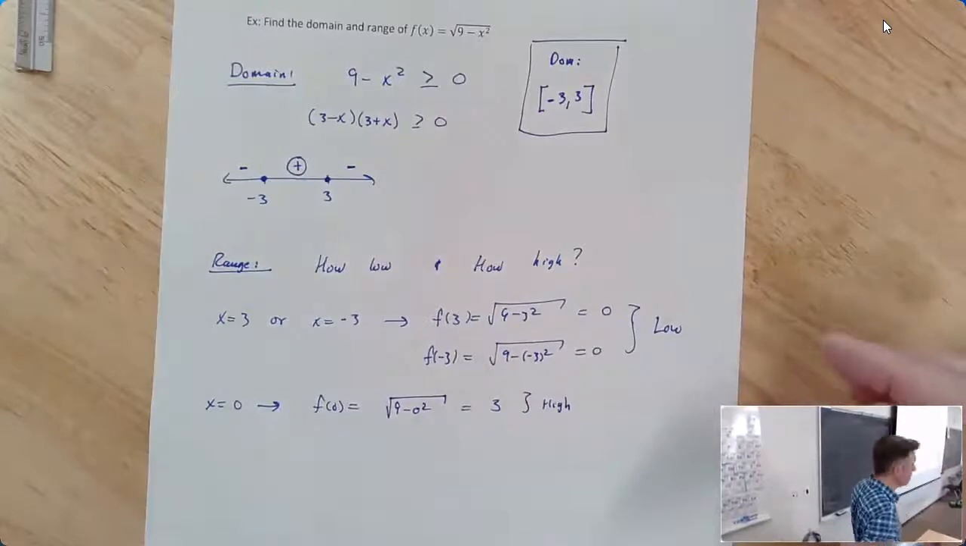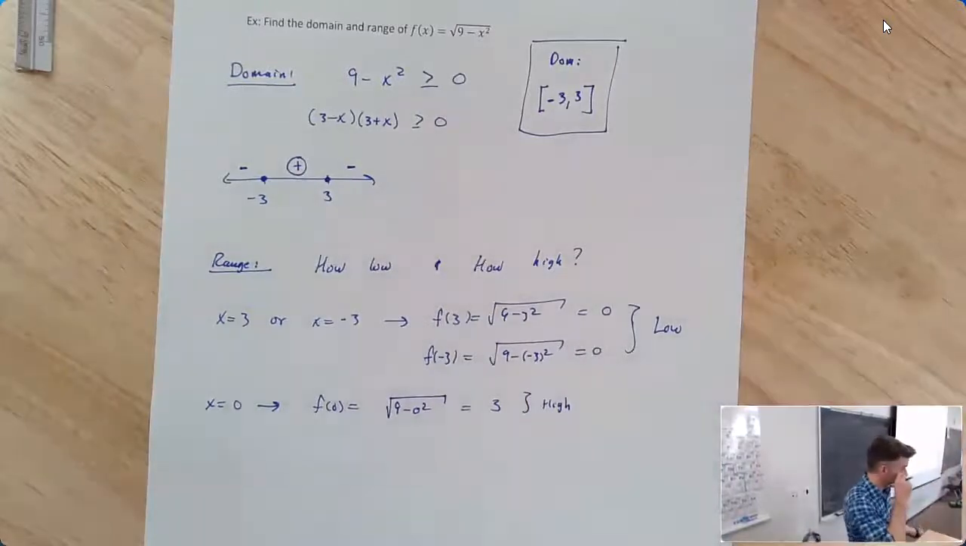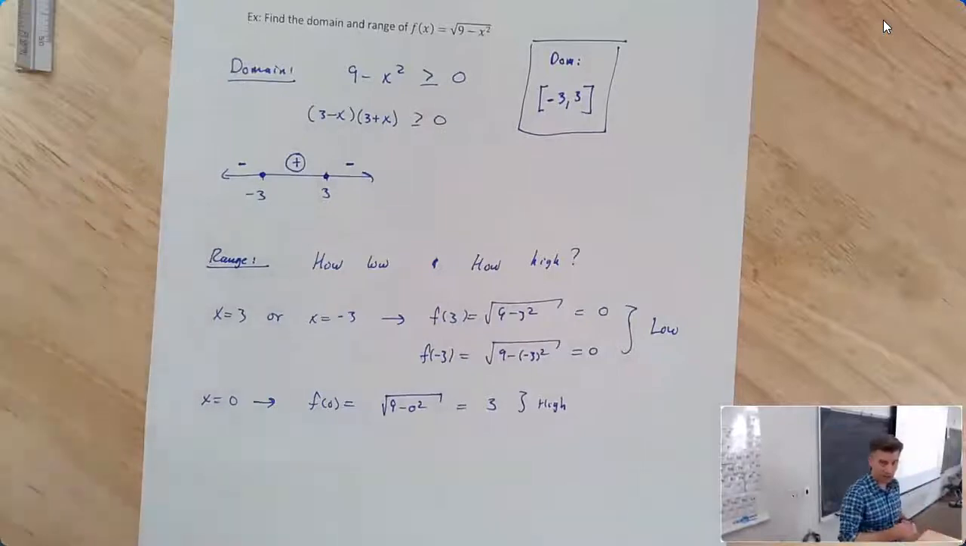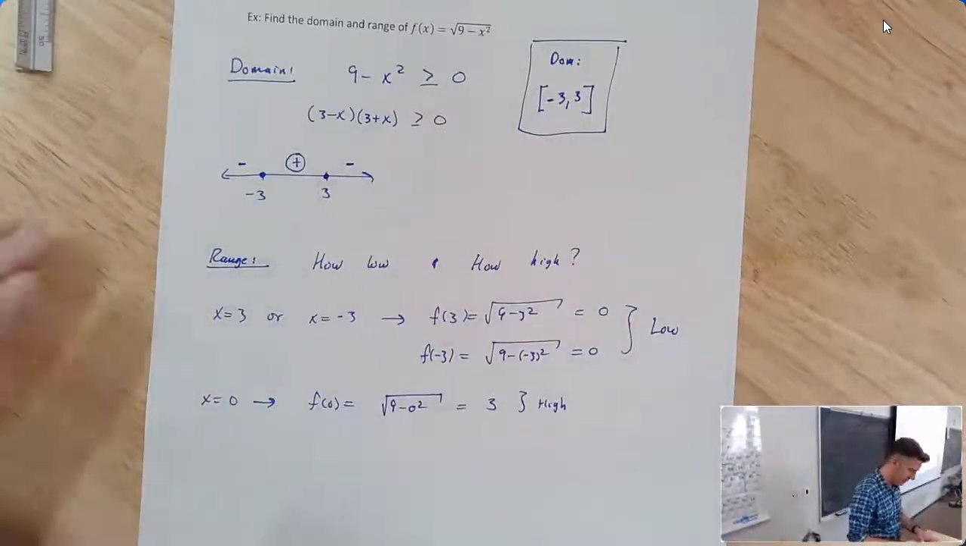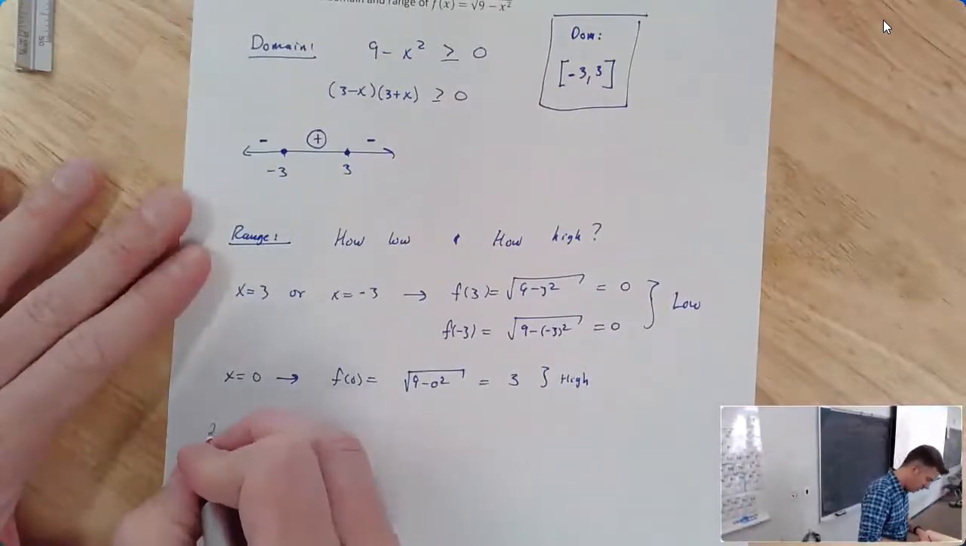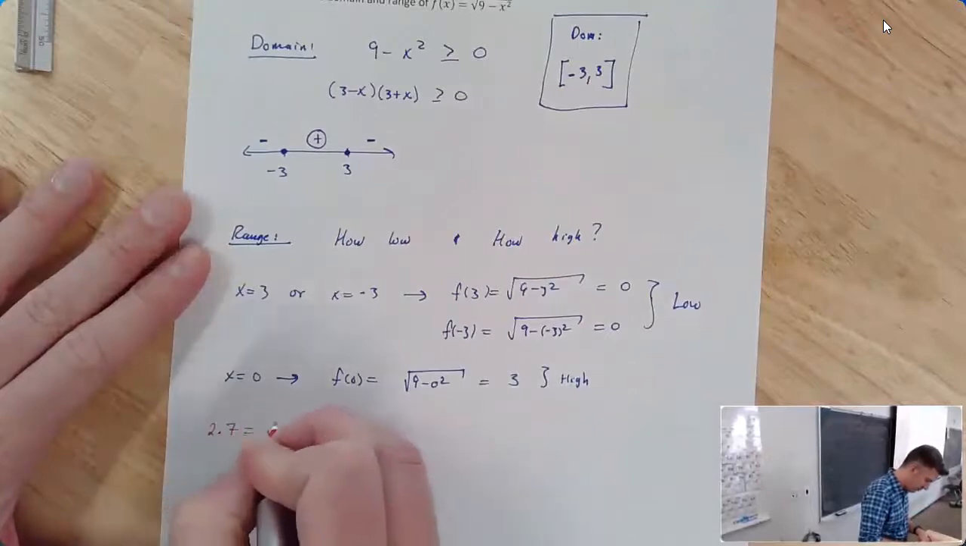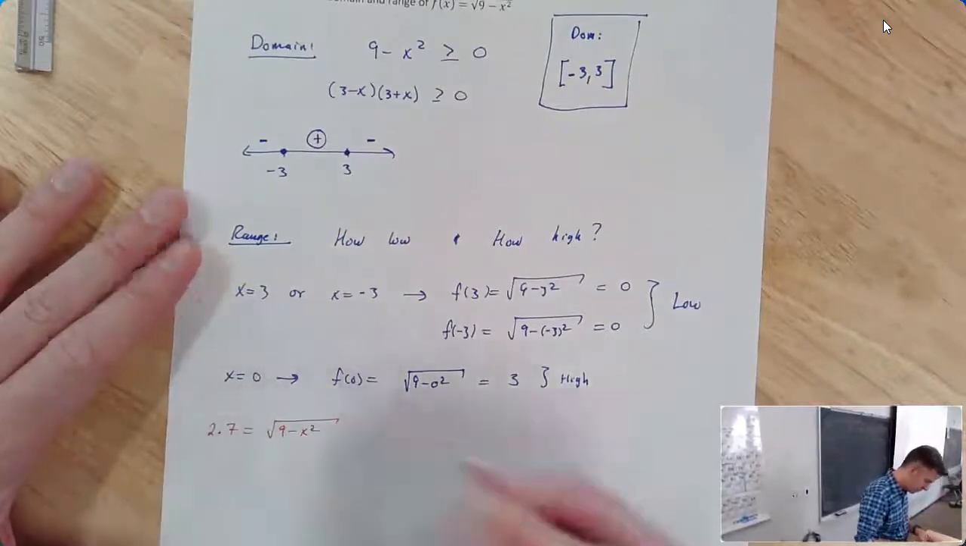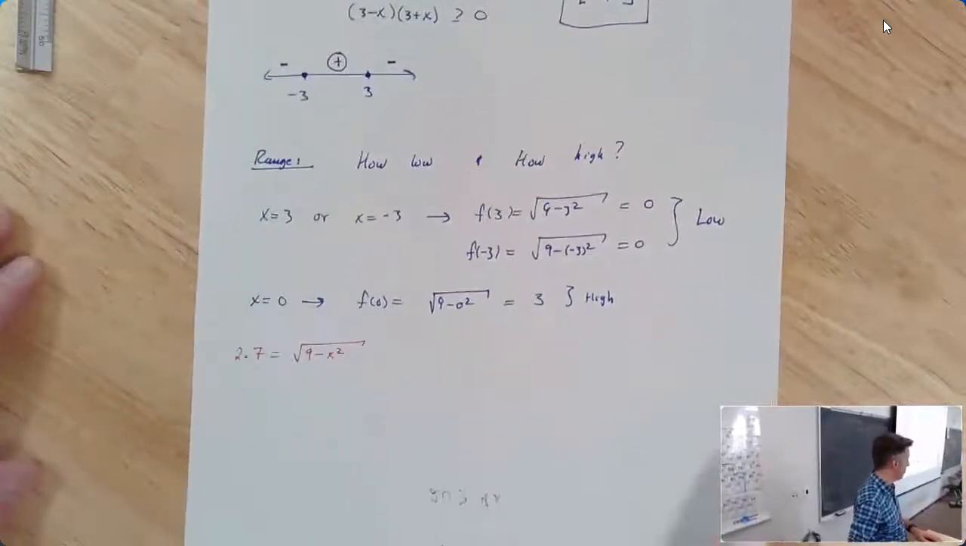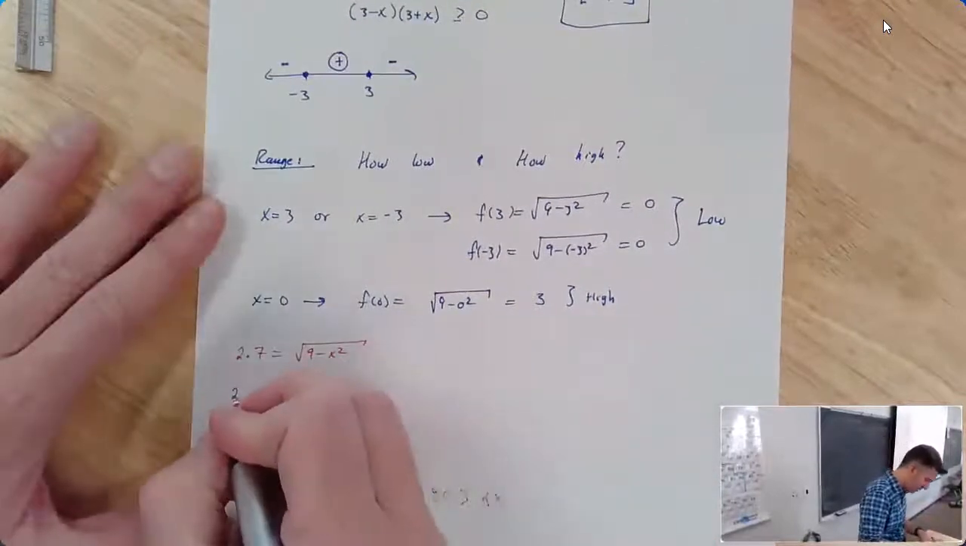And then we can get anything in between. If you wanted this to equal 2.7, you could find the value of x that would make it equal 2.7. It's kind of tedious, but I will just point it out since I picked a number like 2.7. If you wanted this function to equal 2.7, we could certainly find an x value that makes that work, because I can square both sides.